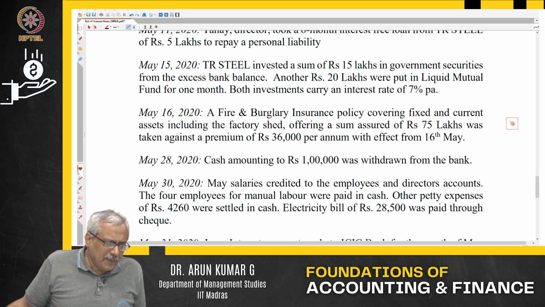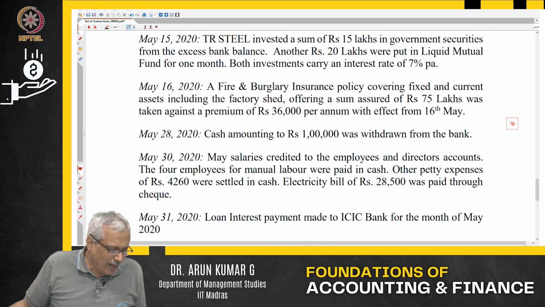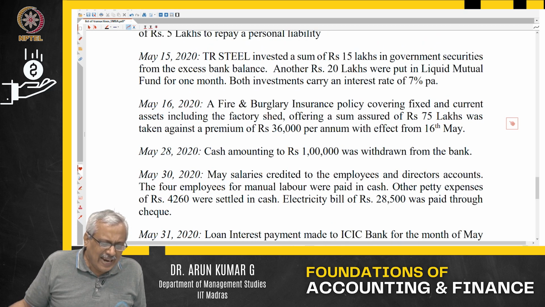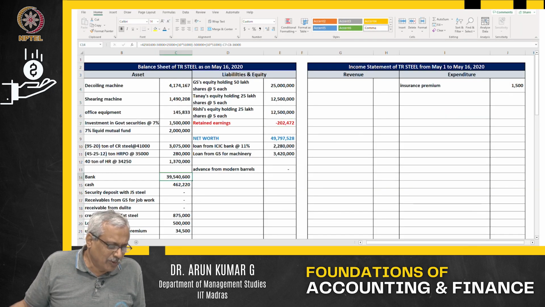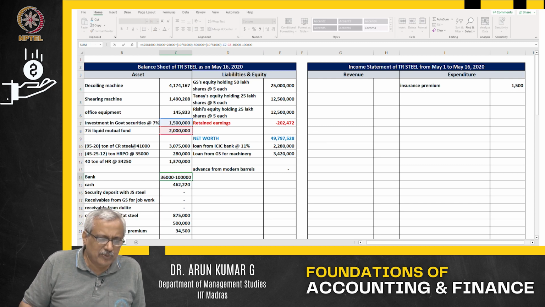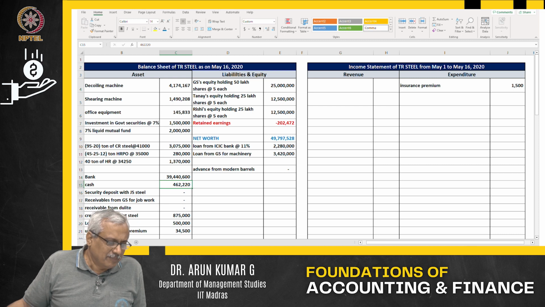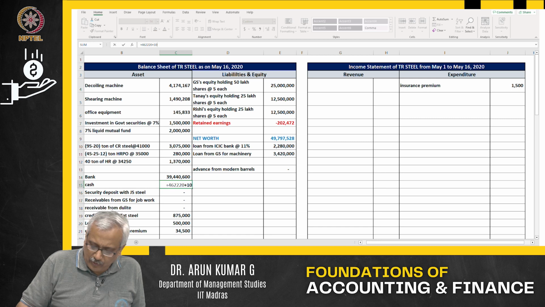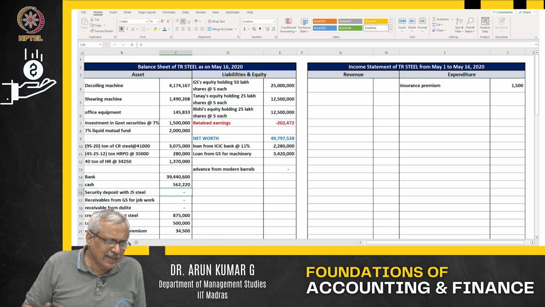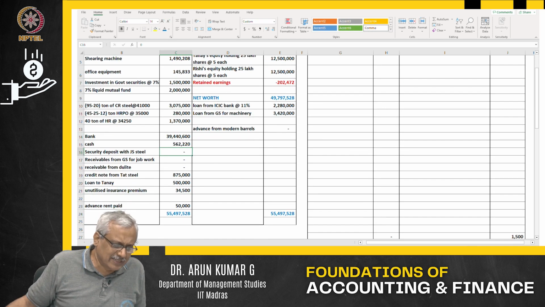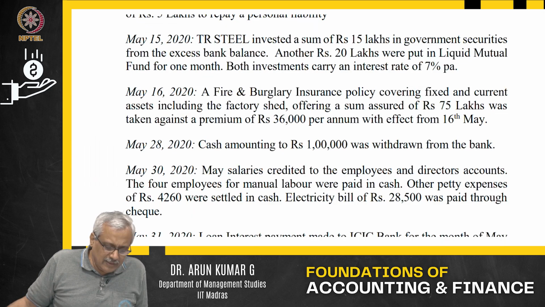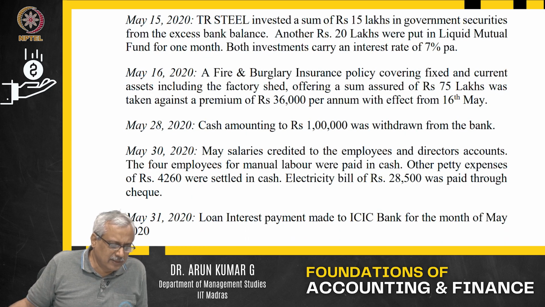On 28th May, there is no transaction unfortunately for this business. I don't know why. On 28th May, cash amounting to 1 lakh was withdrawn from the bank. I go back here. Cash amounting to 1 lakh was withdrawn from the bank. That means my bank balance reduces by 1 lakh, and my cash balance increases by 1 lakh. An asset is getting impacted twice. You see, the balance sheet will sit tight. Perfect. Go back and reread it.